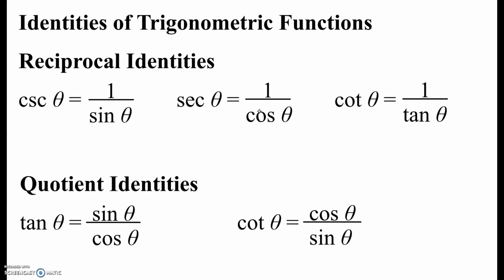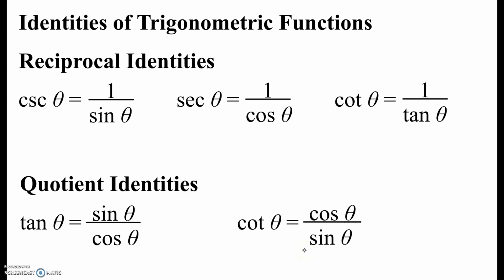Another type of identity very similar are called quotient identities. The quotient identities occur when we have a trig function divided by another trig function. So a little bit different from the reciprocals, where it's just 1 divided by the trig function. Here it's a trig function divided by a trig function. And the 2 quotient identities are tangent of theta is equal to sine theta over cosine theta. And cotangent, which we can see from the reciprocal identities, is just the reciprocal of tangent. So you take the trig functions that make up tangent and you flip them. So we get cosine theta over sine theta.